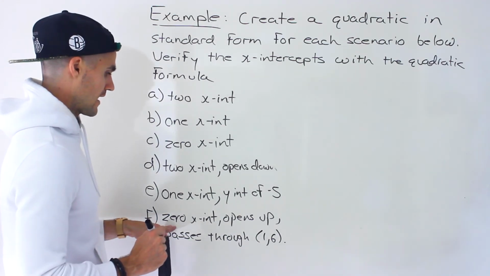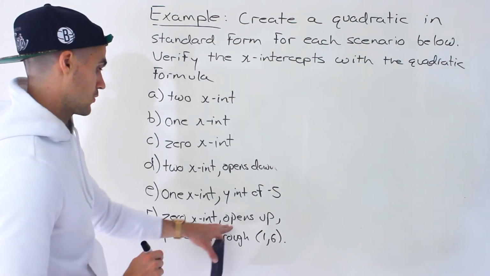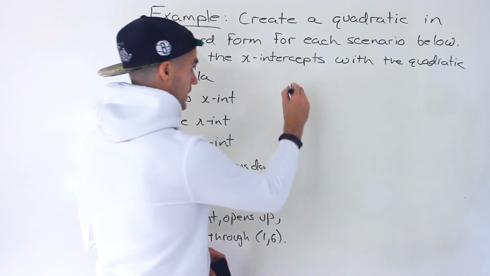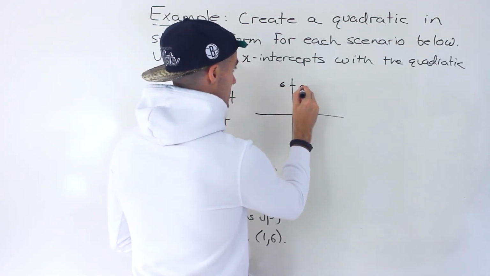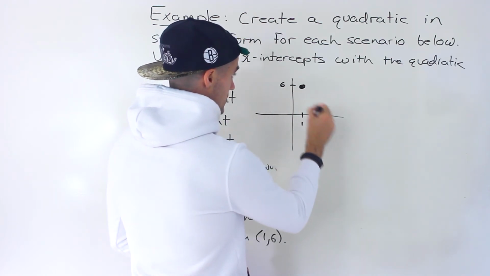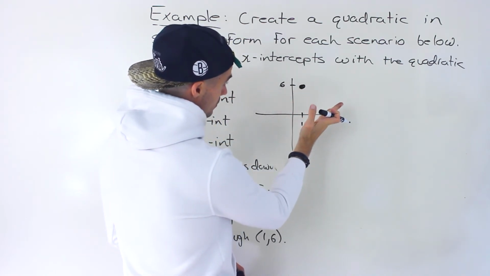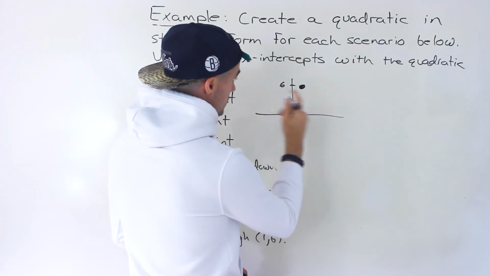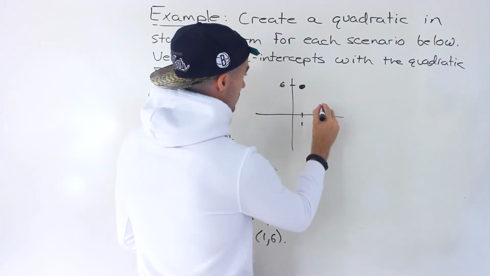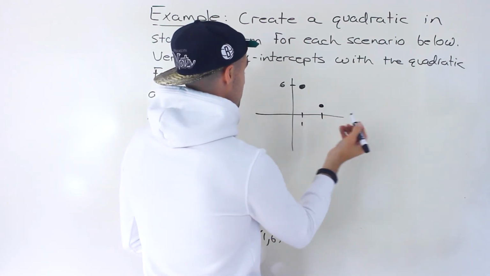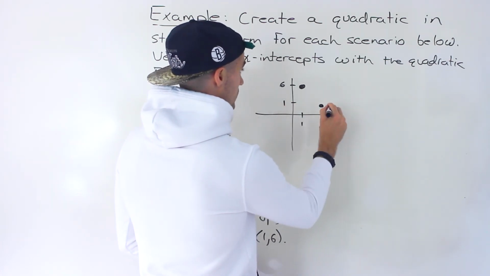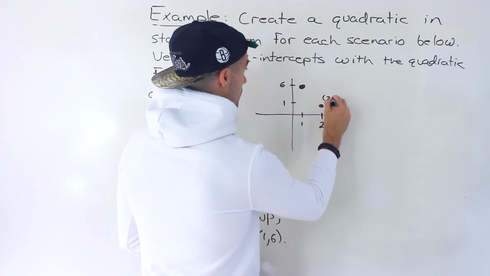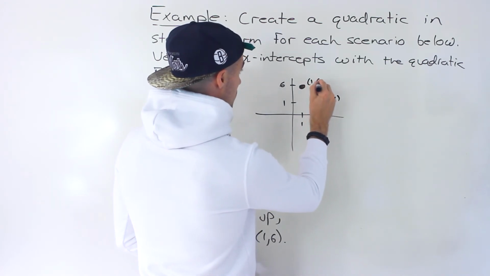And then finally part F, they're saying there's 0 x-intercepts, it opens up and it passes through the point 1 and 6. So this one, it's passing through the point 1 and 6, so that's going to be like here. It has to open up, so the vertex has to be below this point. So let's put the vertex like over here. Let's say this point is going to be, I don't know, let's say it's 2 and 1. So that's the coordinates of the vertex. We got 2 and 1, and it's going through 1 and 6.